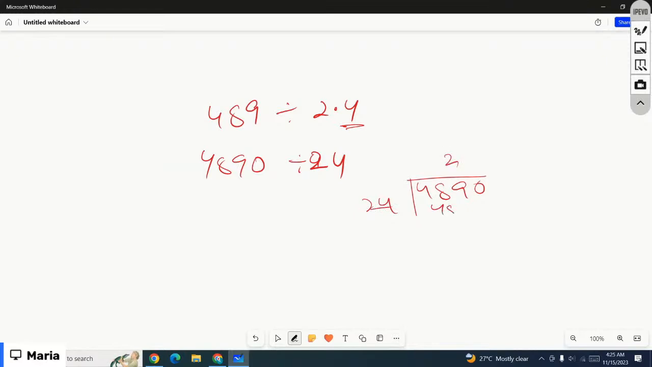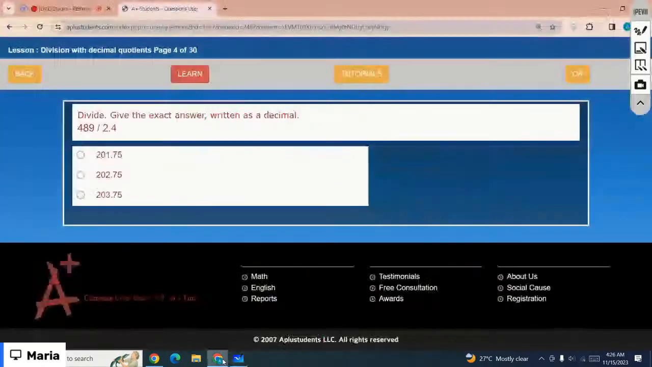24 times 2 is 48, right? Now bring 9 down. You are going to get another 0 down, so you have to put 0 here. 24 times 3 is 72, and 24 times 4 is 96. So we can go for 24 times 3, that is 72. So 10 minus 2 is 8, and 8 minus 18 you have, right? Now put a decimal point over here and 0 over here. So you have to divide 180 by 24.